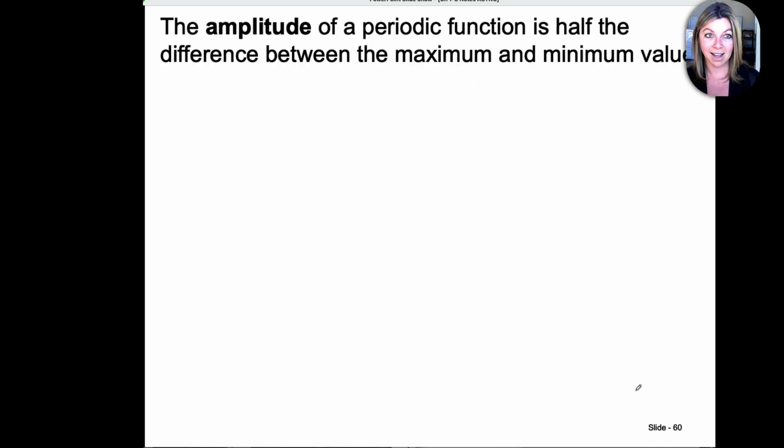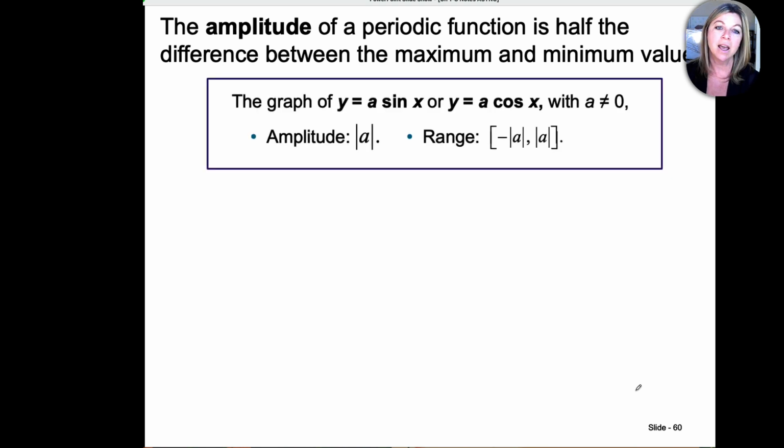All right, let's talk about the amplitude in a little more detail. The amplitude of a periodic function is half of the difference between the maximum and the minimum values. The graph of y equals a sine x or y equals a cosine x with a not equal to 0. The amplitude is a distance, so it's going to be the absolute value of whatever your a is. Remember, if your a is negative, that's just going to reflect the graph in the x-axis.